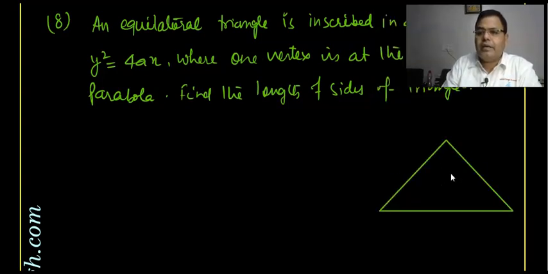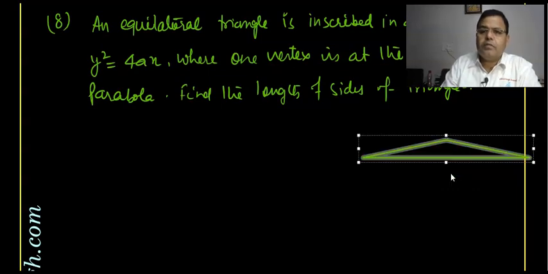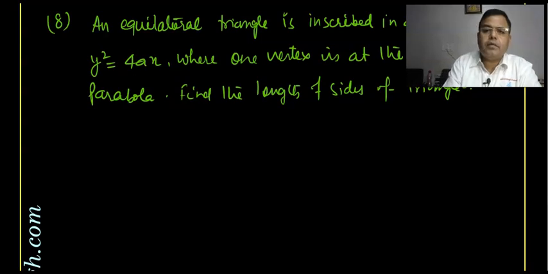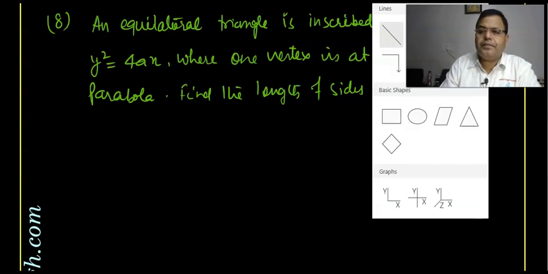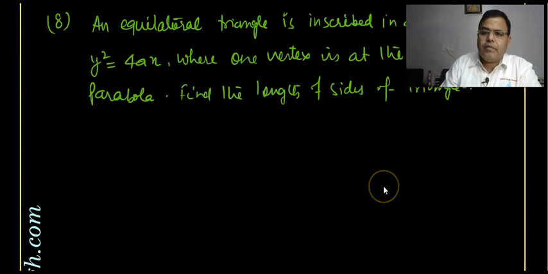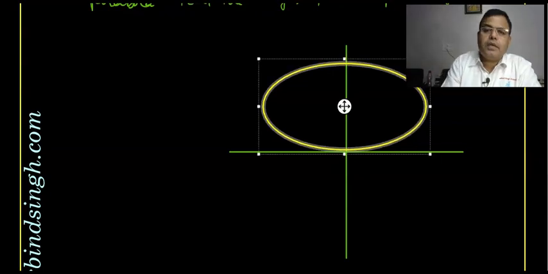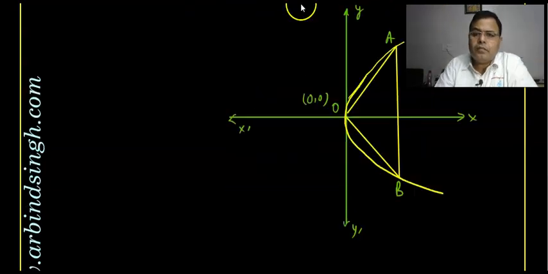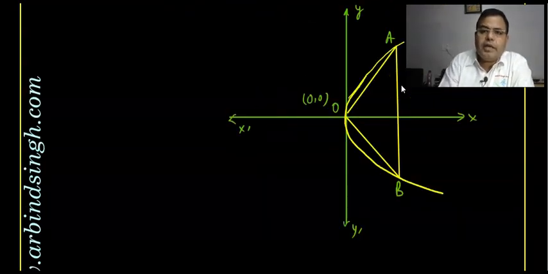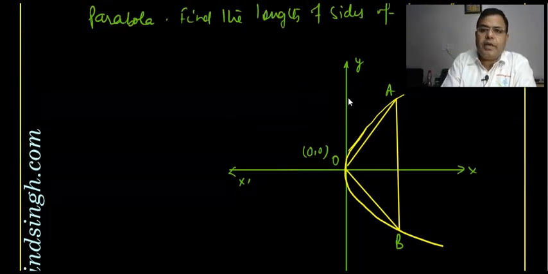So here is one equilateral triangle. Here you can say this is a parabola. Okay. And here is an equilateral triangle, parabola is like this. Now equilateral triangle is like this. Okay, so this is an equilateral triangle here. As per conditions, this is an equilateral triangle.